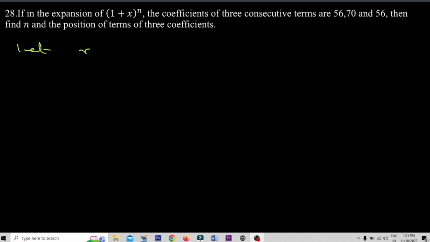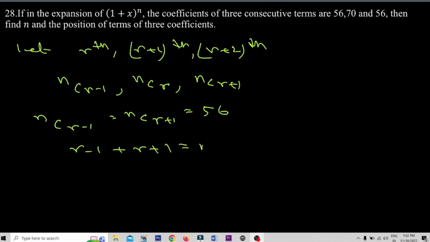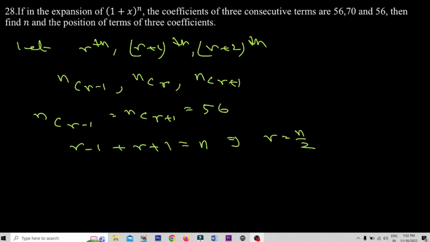Let the rth term, (r plus 1)th term, (r plus 2)th term be the three consecutive terms. So we can write nC(r minus 1), nCr, nC(r plus 1) as the coefficients. According to the question, the first term and third term are the same. So nC(r minus 1) equal to nC(r plus 1) equal to 56. So if nCr equal to nCs, then r plus s equal to n. Let us apply this concept. So r plus s equal to n. Therefore we are getting r equal to n by 2. We got r equal to n by 2.